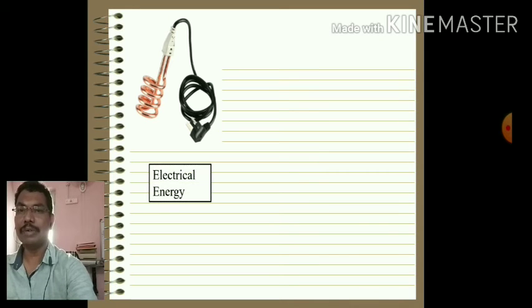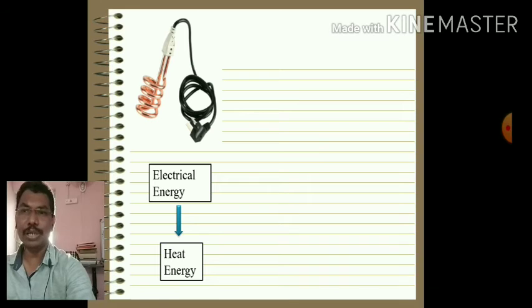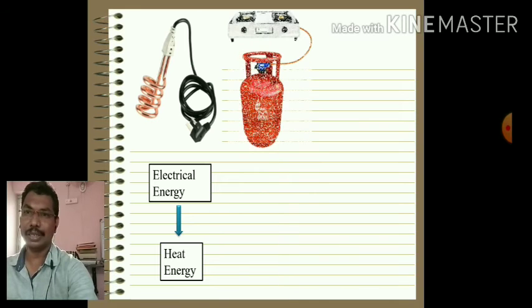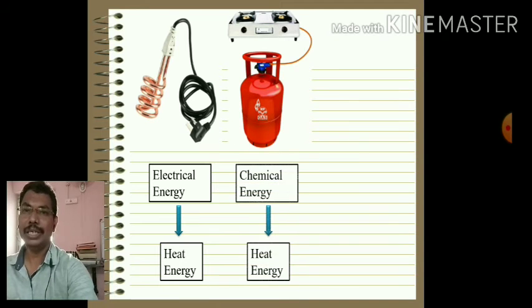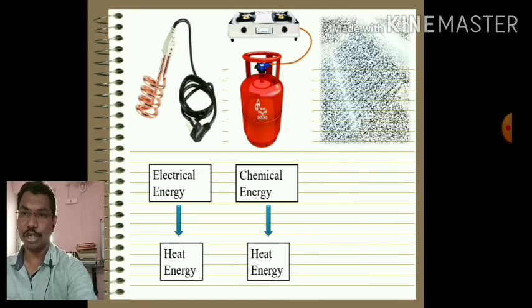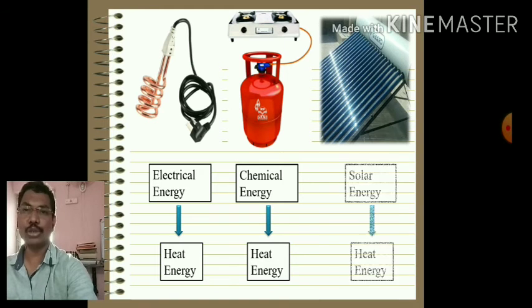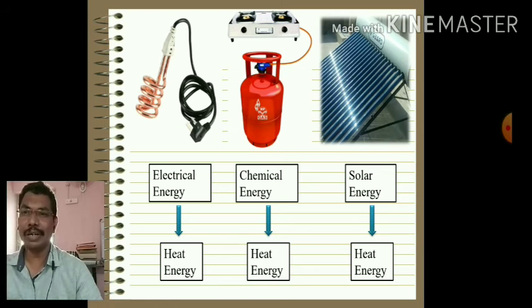Electrical heater: it converts electrical energy into heat energy. Now it is a gas stove, where it converts chemical energy into heat energy. Yes, it is a solar heater, where solar energy, the energy coming from the sun, is converted into heat energy. So in all these cases, different forms of energies are finally converted into heat energy.